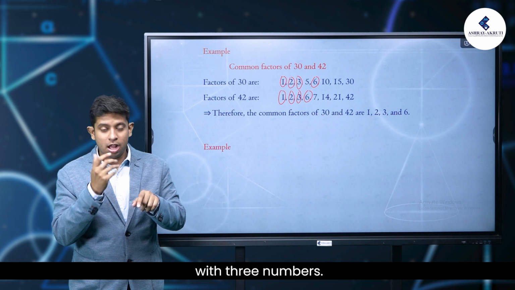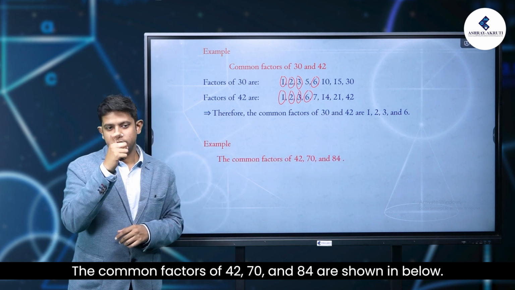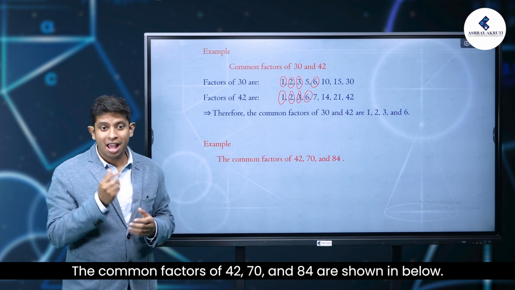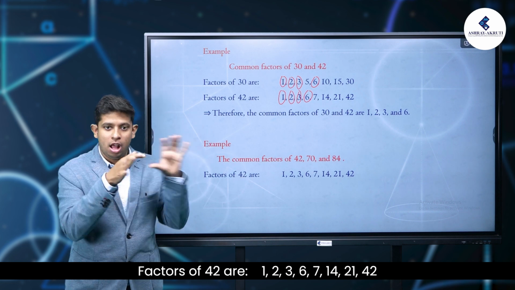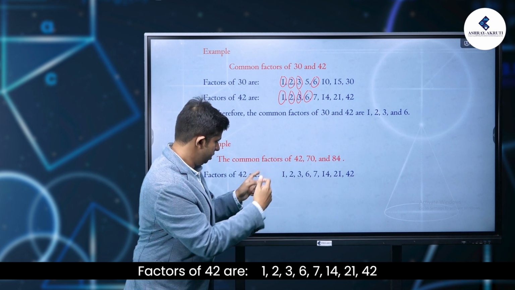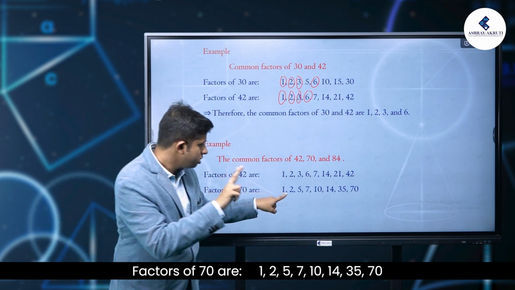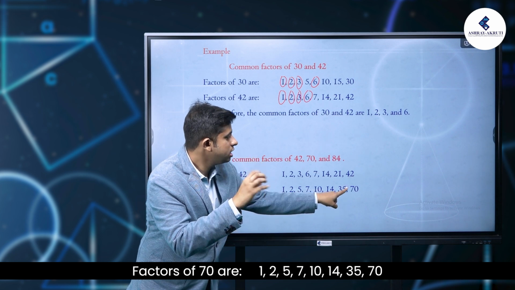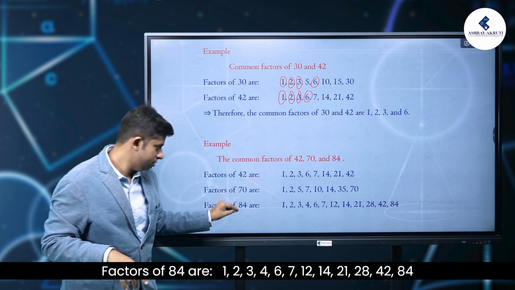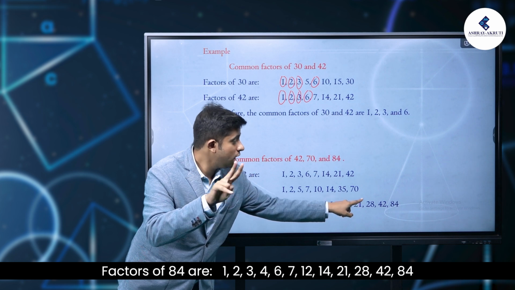Here is another example with three numbers. The common factors of 42, 70 and 84 are shown below. Factors of 42 are 1, 2, 3, 6, 7, 14, 21 and 42. Factors of 70 are 1, 2, 5, 7, 10, 14, 35 and 70. Factors of 84 are 1, 2, 3, 4, 6, 7, 12, 14, 21, 28, 42 and 84.